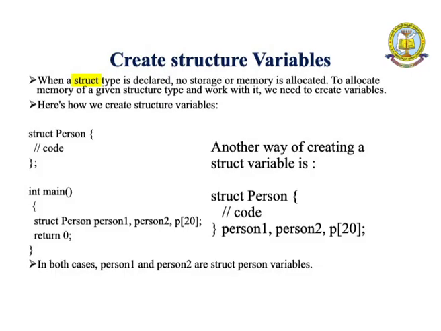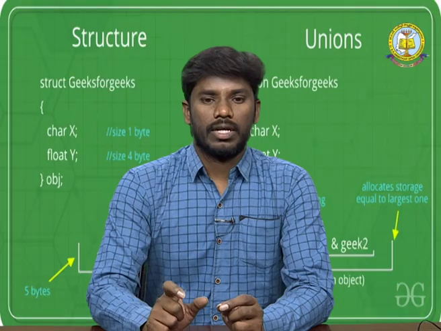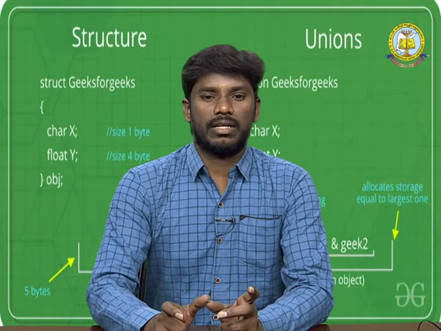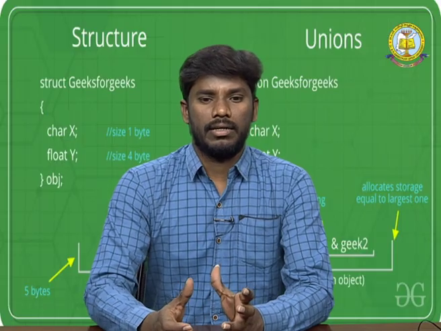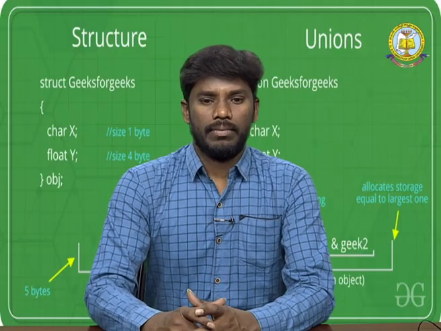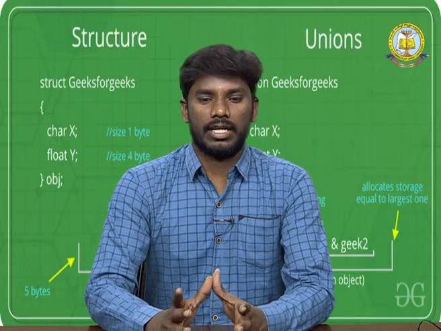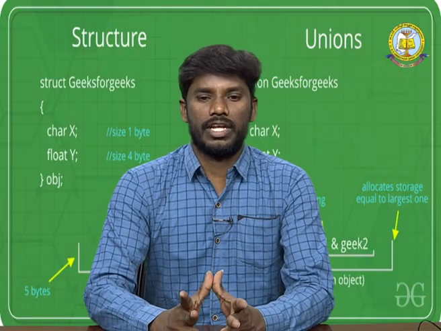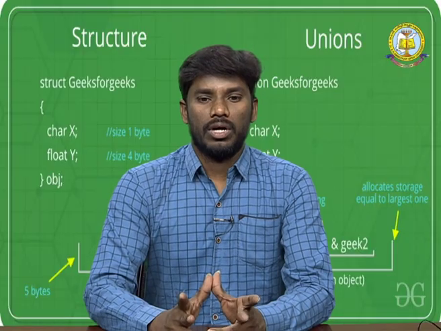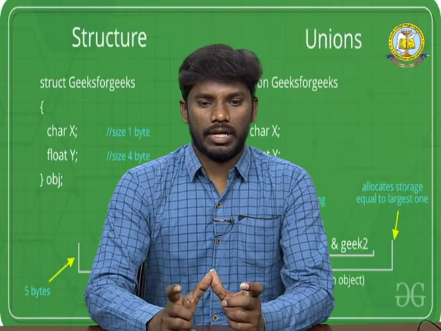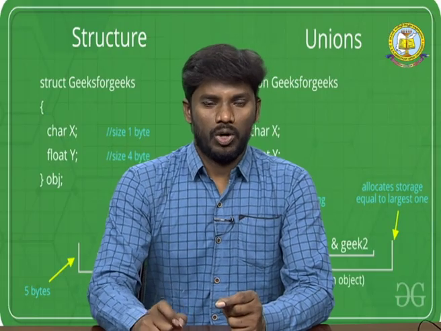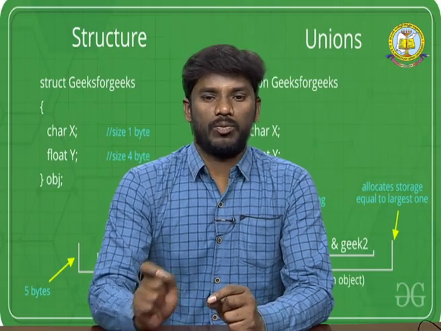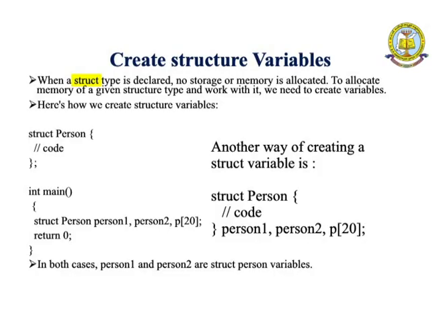The other way to create structure variables is along with the structure declaration. The structure declaration is struct person. Inside that you can give some code like int salary, char name, and along with the structure declaration we can create the structure variables: after the closing curly brace and before the semicolon you can write variable1, variable2, variable3, like that. At the end you should put the semicolon.